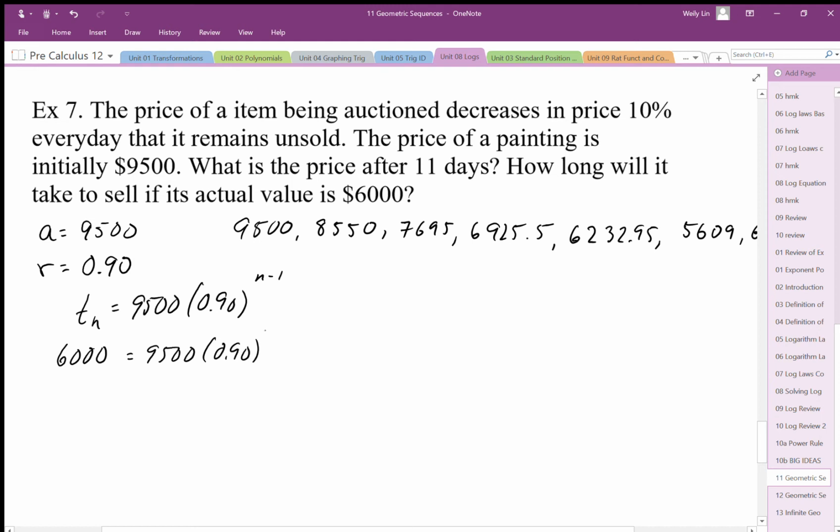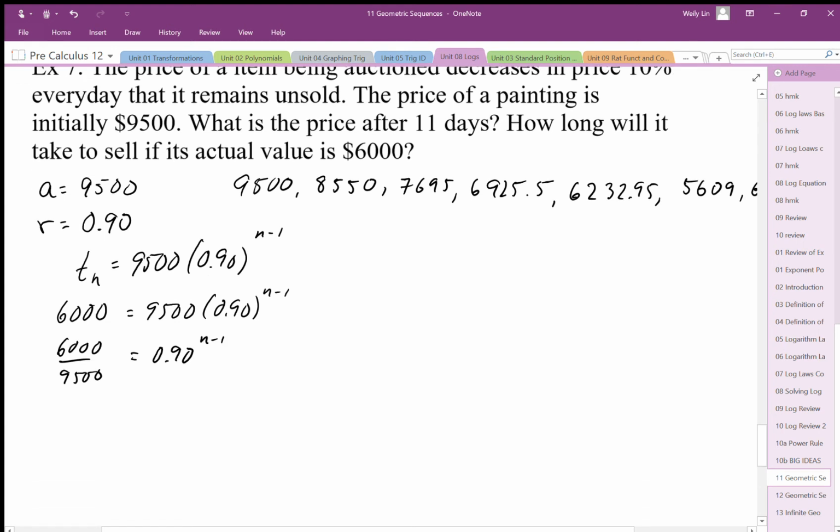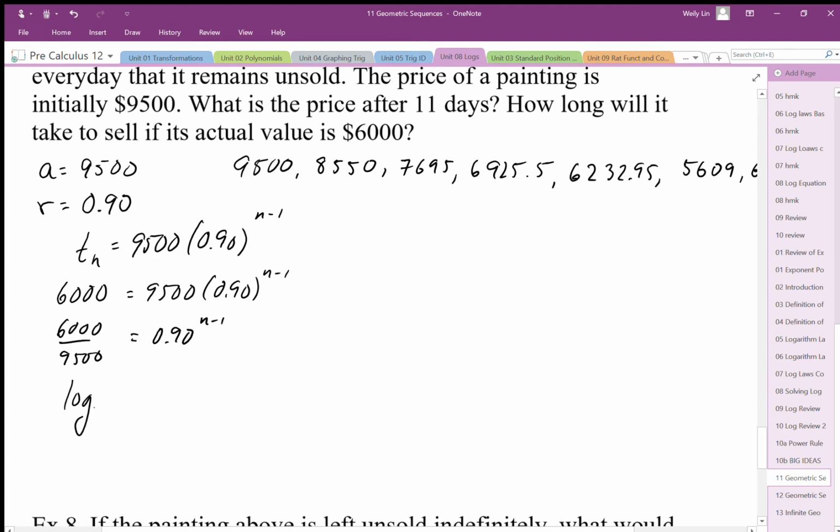Now logs will allow me to get a non-discrete n value. So we can actually figure out exactly where in between. We've already solved the problem, we already know it's between 5 and 6, but let's use logs to zero in a little bit more on that. So I'm going to divide here: 6,000 over 9,500 equals 0.90 to the n minus 1. I'm going to write it as log base 0.90 of 6,000, which I'm just going to round to 60 over 95.